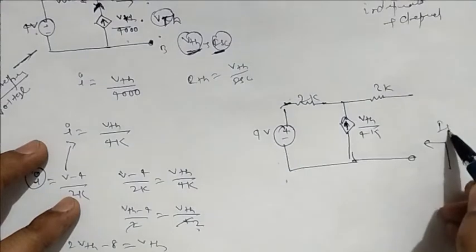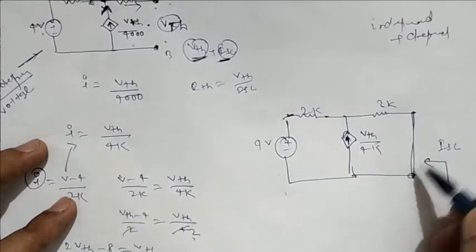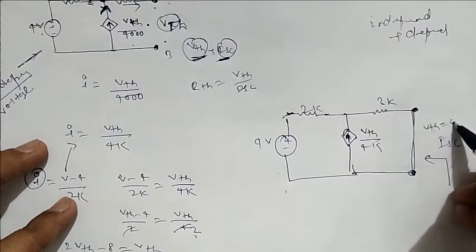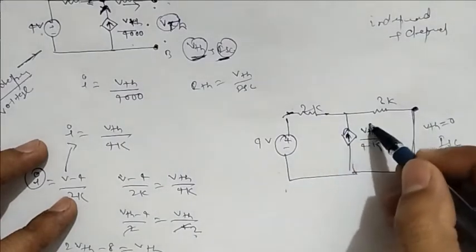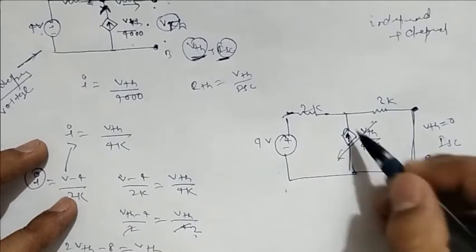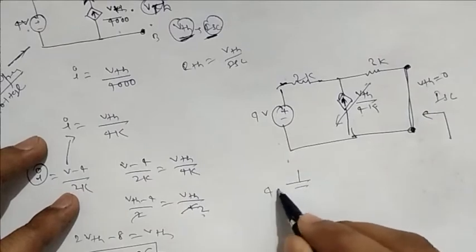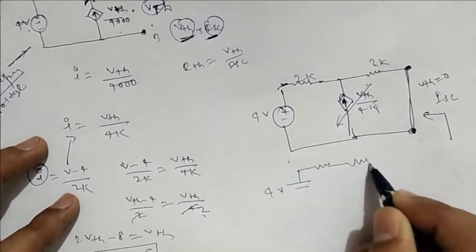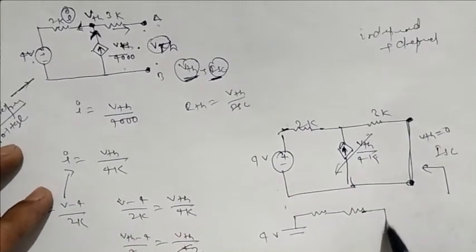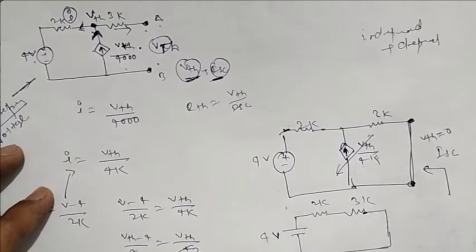So what we do is find the short circuit current. For that we will short this terminal. Once you short this terminal, this was your VTH or Vx, and VTH will be 0 because of the short circuit. Then 0 by something will give me 0, meaning this current source will be 0. Now what will the equivalent circuit be? 4 volt, this is 2K, and this is your 3K.